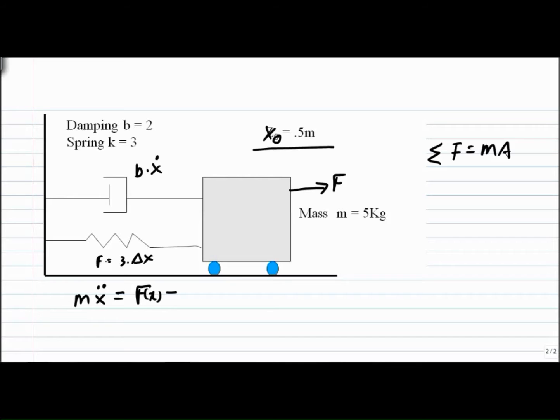We have our force due to the damping, which is Bx dot, and we have our force from the spring, which is Kx. So there is an ordinary differential equation. Trying to solve it as a differential equation is difficult, but we can slide this into the Laplace domain quite nicely.